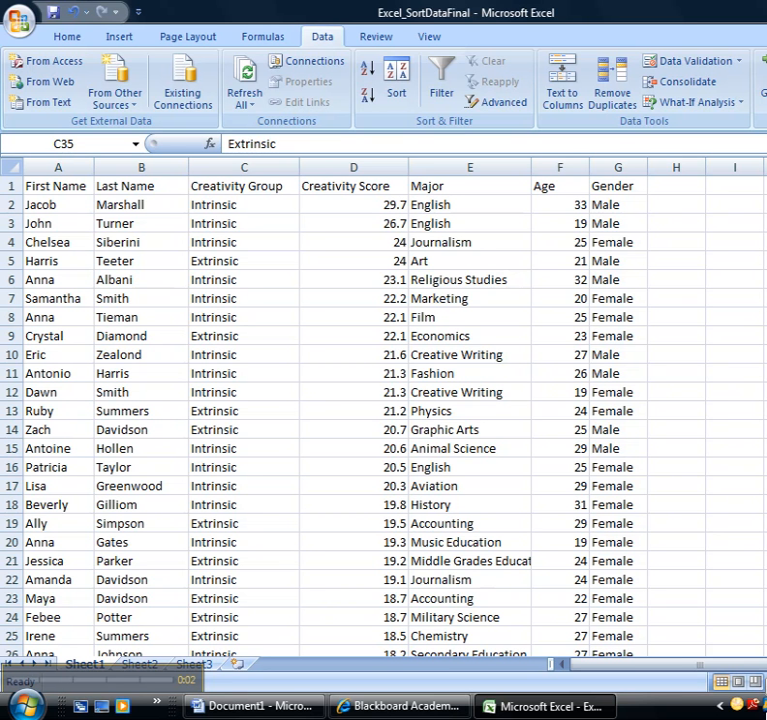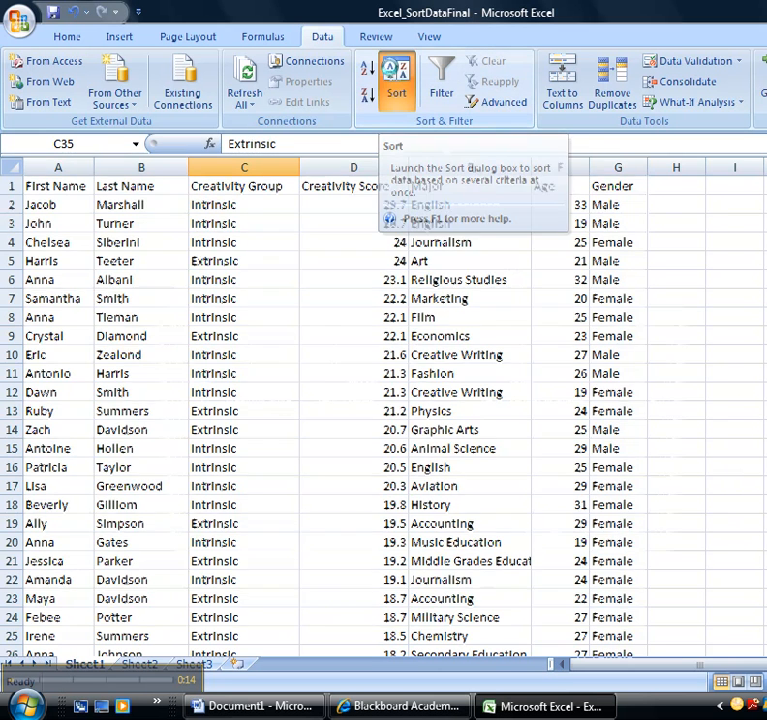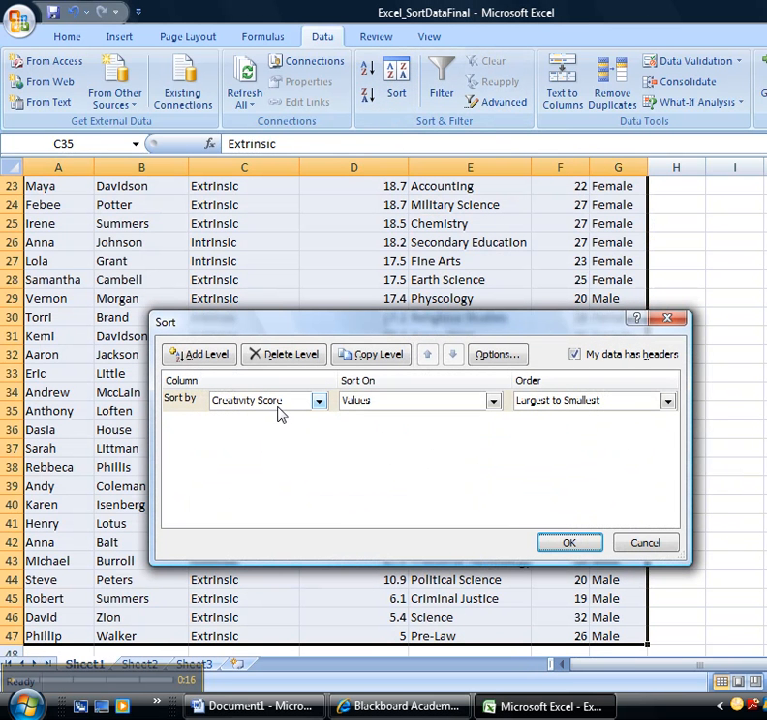Part 2 of 2. Now that we have the basic idea of sorting by single columns, let's learn how to sort by multiple levels. Let's go back to organizing the data by score. Sort creativity score, values, largest to smallest.